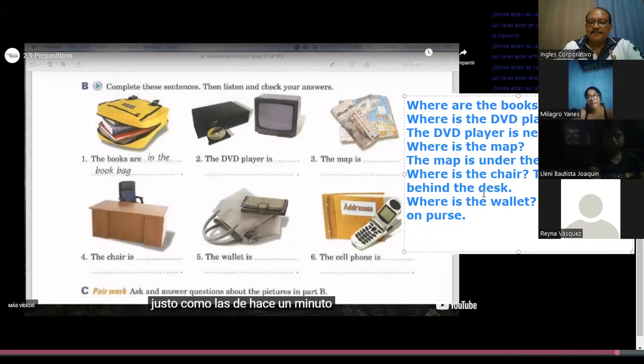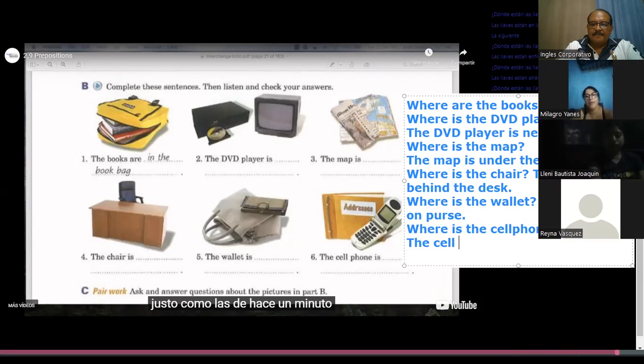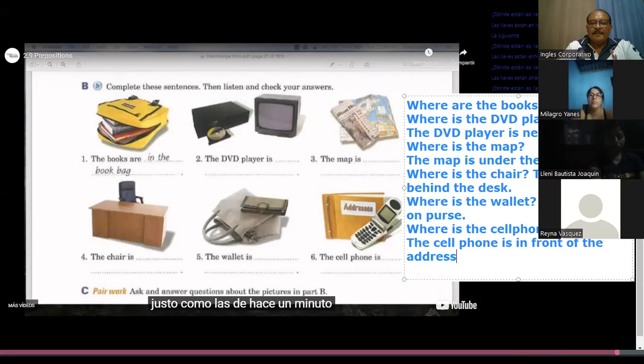And the last one? Where is the cell phone? Where is the cell phone? Okay, good. Yes. The cell phone is in front of the address book. In front of the address book. Got it? No problem? Got it. Very good.